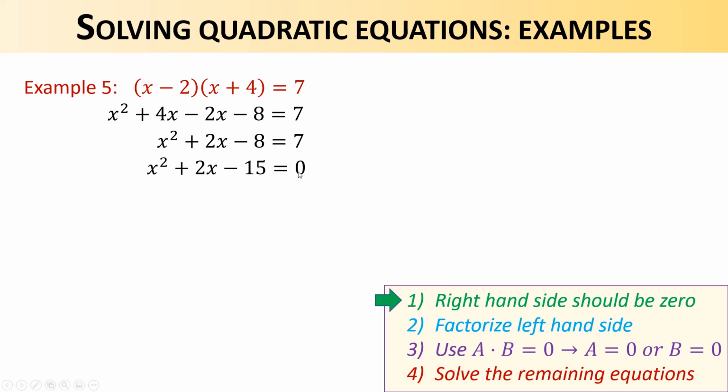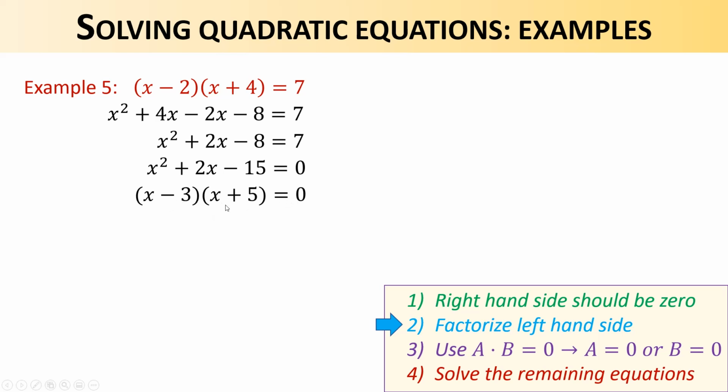And now finally the right-hand side is 0. So now we can start factorizing the left-hand side again. And now we're looking for two numbers whose sum is 2 and whose product is minus 15. A negative product, so one positive and one negative number. And the positive one is a bit bigger because the sum is positive. So 5 and minus 3 looks like a good option. 5 times minus 3 is minus 15. And 5 minus 3 is 2. So we can start factorizing. x minus 3 times x plus 5 equals 0.